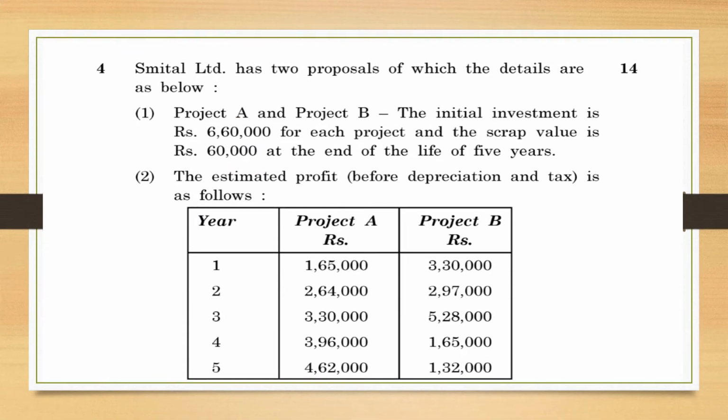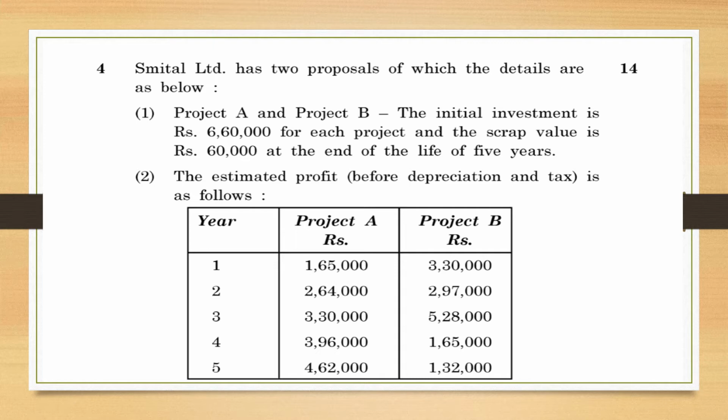Friends, this example is taken from a Shri Govind Guru University exam paper of last year. Smithell Limited has two proposals of which the details are as below: Project A and Project B. The initial investment is rupees 6,60,000 for each project and the scrap value is 60,000 at the end of the life of 5 years. The second point states the estimated profit, that is before depreciation and tax.